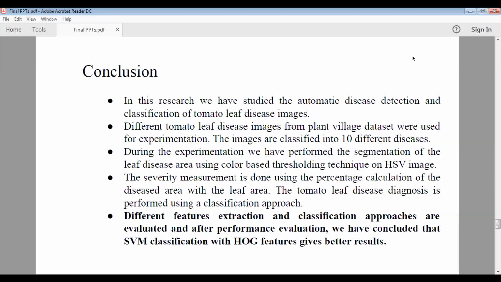During the experimentation, we have performed the segmentation of the leaf disease area using color-based thresholding techniques on the HSV image. The severity measurement is done using the percentage calculation of the disease area with the leaf area, and the tomato leaf disease diagnosis is performed using the classification approach. So that last one is the main conclusion.